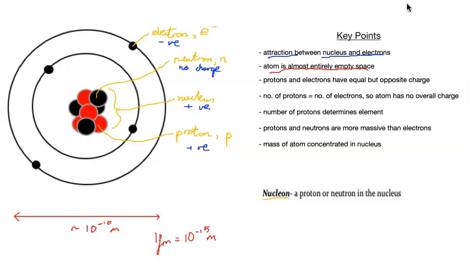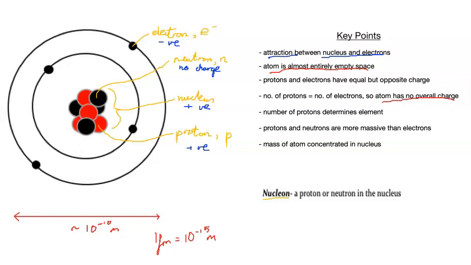The remaining key points I want to cover are that protons and electrons have an equal but opposite charge. So protons are positively charged, electrons are negatively charged, and also the number of protons in an atom will equal the number of electrons. And what this means is these charges cancel out, and so the atom has no overall charge.